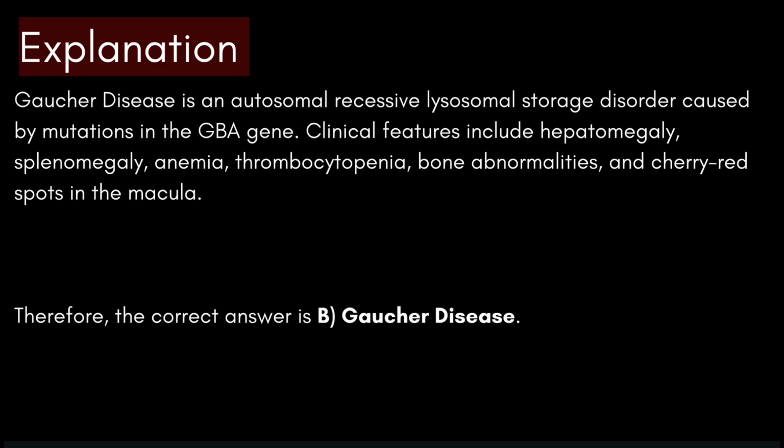Gaucher disease. Gaucher disease is an autosomal recessive lysosomal storage disorder caused by mutations in the GBA gene. Clinical features include hepatomegaly, splenomegaly, anemia, thrombocytopenia, bone abnormalities, and cherry red spots in the macula. Therefore, the correct answer is Gaucher disease. Moving on.